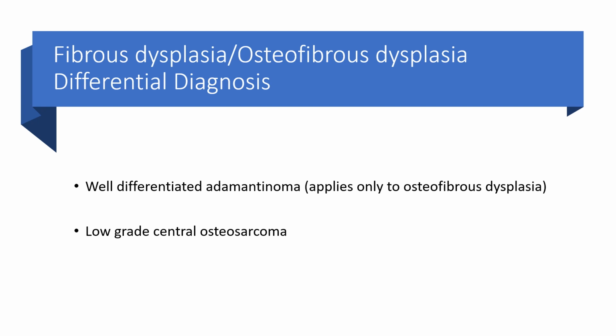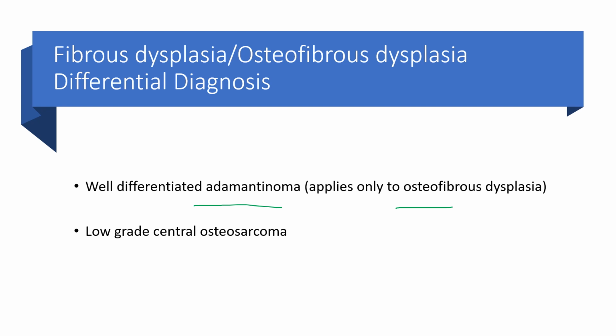Well, the two entities that you must consider are a well-differentiated adamantinoma, and because these two lesions, that is this and the osteofibrous dysplasia, have this propensity for tibia and fibula, this differential applies only to when you're considering lesions in the tibia and or fibula.